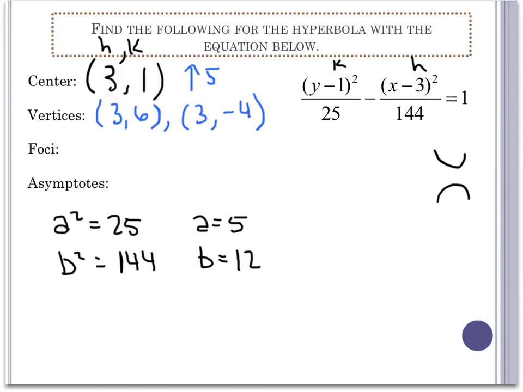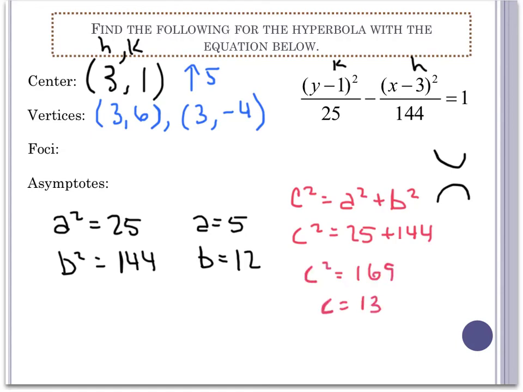Now to find our foci, we have to use our Pythagorean relation. So we have 25 plus 144. So we get 169 for c squared. So c is going to be 13. So I'm going to go up 13 from our center and down 13 from our center. So up 13, we're going to end up at positive 14, and down 13, we're going to end up at negative 12.